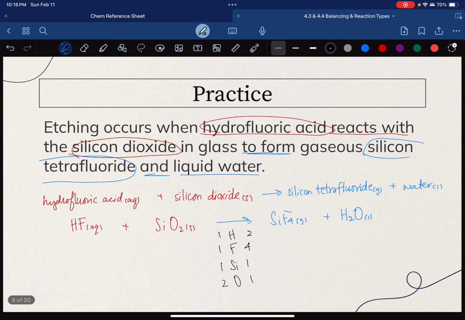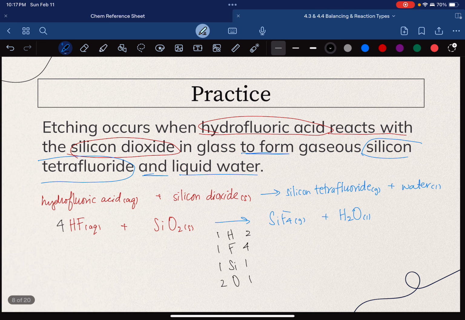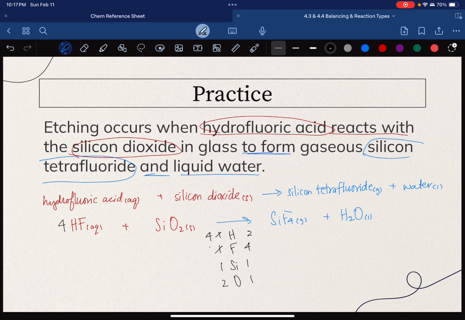The biggest number that's here is fluorine, so might as well make that match. I have 4 on the product side, but only 1 on the reactant side, so I'm going to put a 4 in front of HF. That changes my hydrogen, and it changes my fluorine. The next thing I'm going to do is probably change my amount of hydrogen on my product side by putting a 2 in front of water. That way I can at least get that to match. And it will also change my oxygen. So right here is my balanced equation.